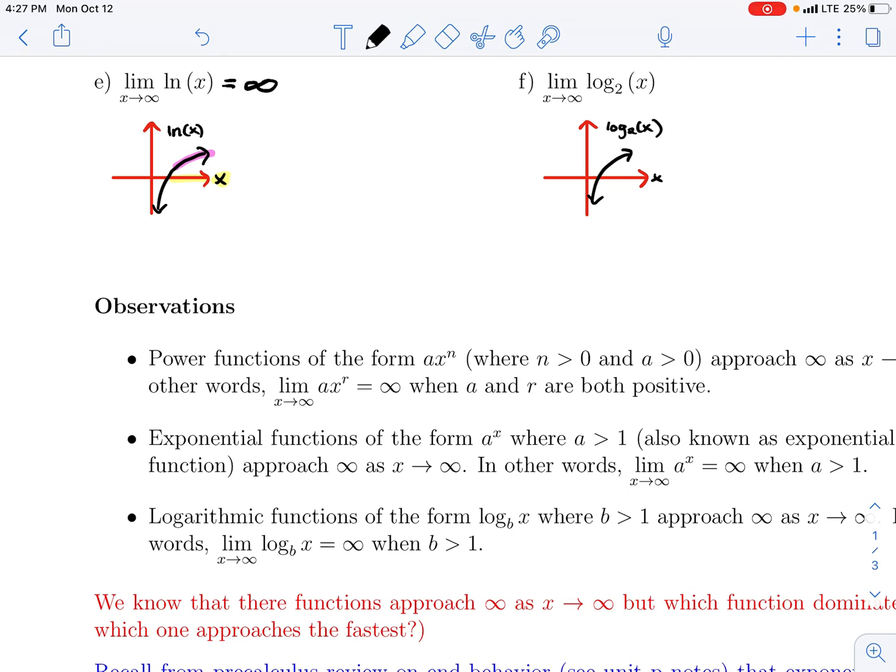Okay, how about the limit as x approaches infinity of log base 2 of x? Well, same idea here. It has the same exact shape as ln of x. As you can see here, as the x values are getting bigger, my function values are also getting bigger, and so I would say that that's equal to infinity.